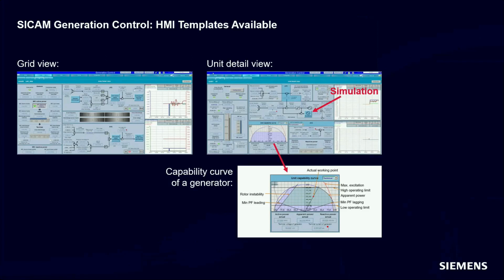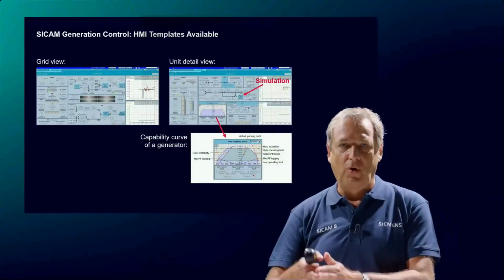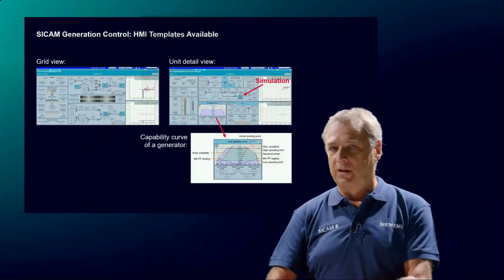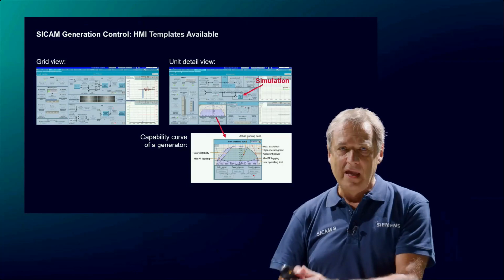All the details of the individual generators, the utility grid, and the available power reserve are also shown on these pictures. In particular, you can see it here, the so-called capability curve is used to provide the generator operator with information about the actual working point and the power reserves of a generator at one glance.